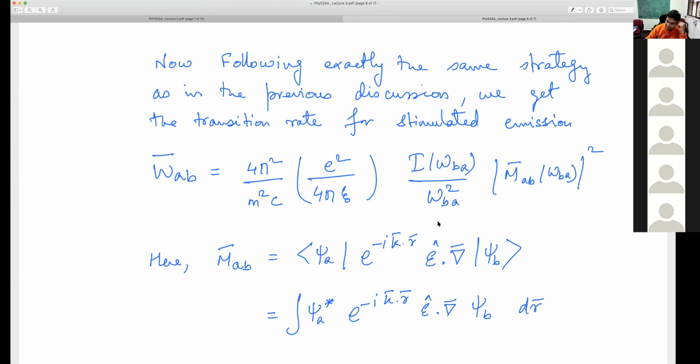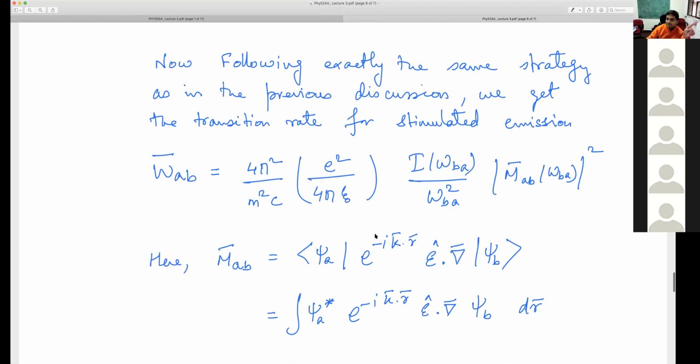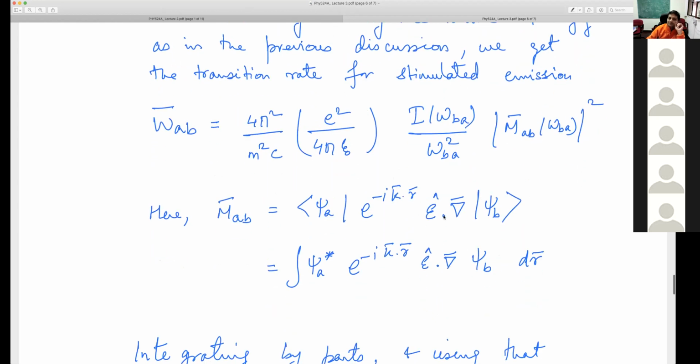So I (intensity) divided by ω_B a whole square. And the optical matrix element is now slightly changed. So instead of being m̄_BA, it is now m̄_AB, etc. And the only change is just the e to the power plus i k·r went to e to the power minus i k·r, and ψ_A and ψ_B are interchanged. So this is a slightly different notation. It is called m bar actually.